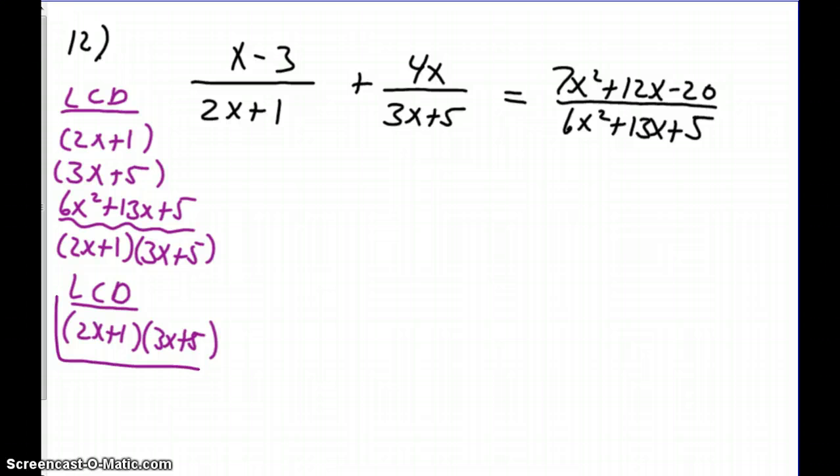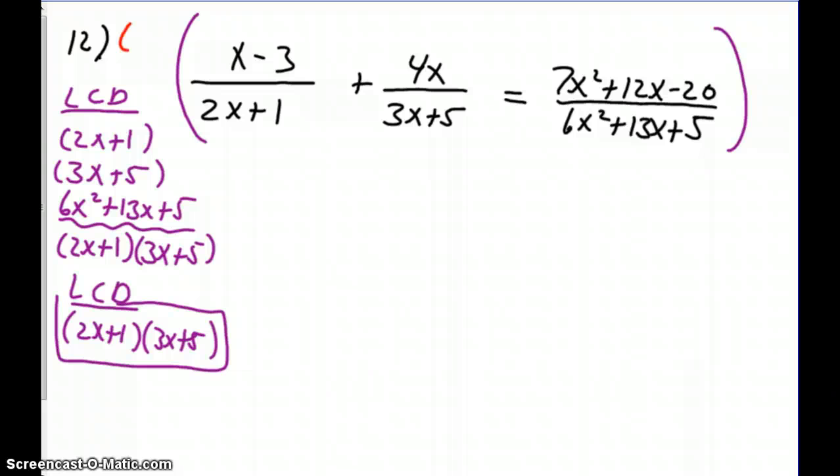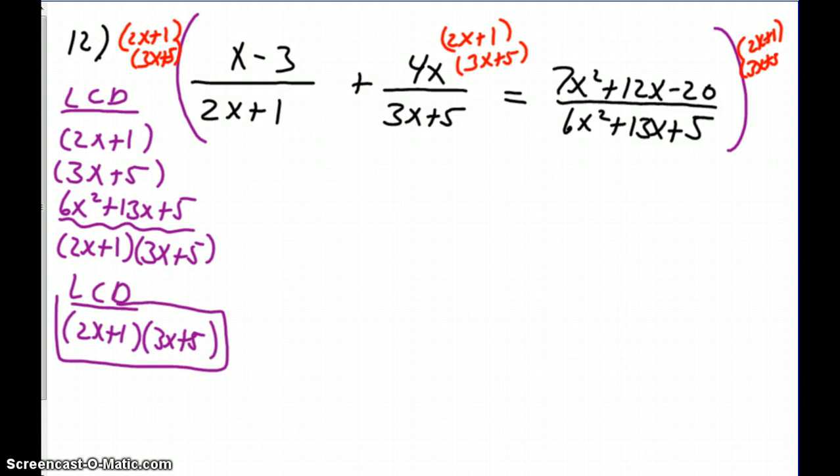Now what you do is take the LCD and multiply everything once again by the LCD. So we're going to multiply this by 2x plus 1 times 3x plus 5, this by 2x plus 1 times 3x plus 5, and this by 2x plus 1 times 3x plus 5.